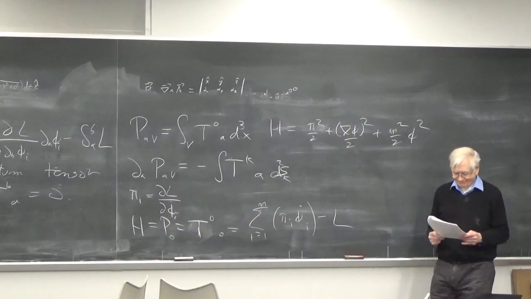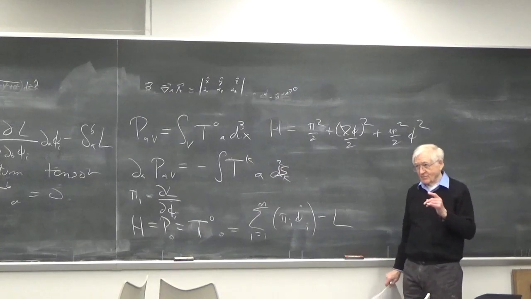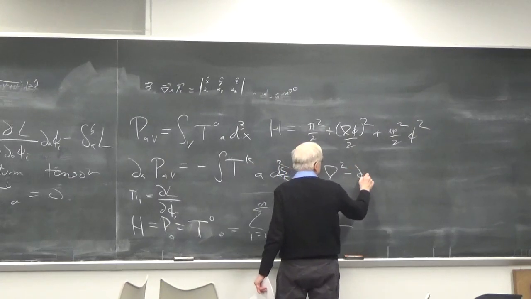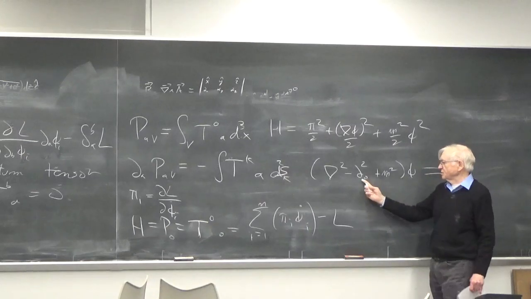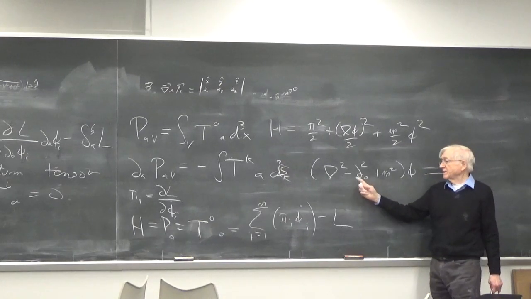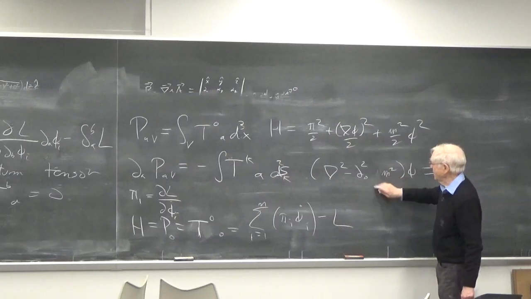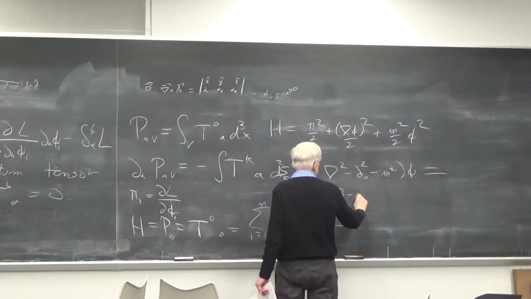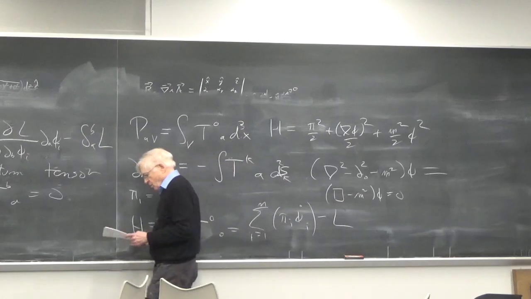I say plus or minus because the actual thing is grad squared minus d0 squared plus m squared phi equals 0. So this pulls down E squared. This pulls down minus momentum squared. This is a minus m squared. So I would call this thing box minus m squared. Okay, so much for that.